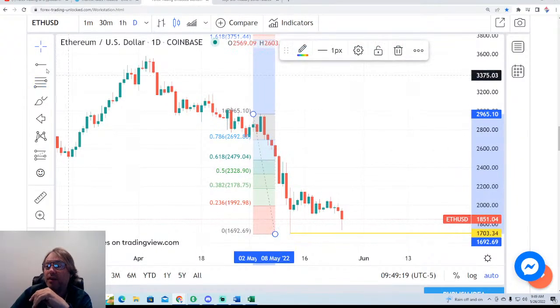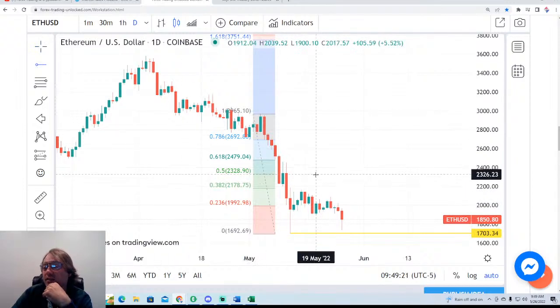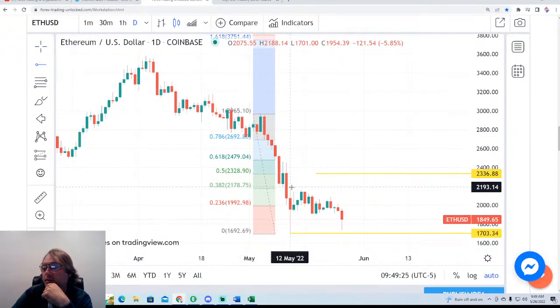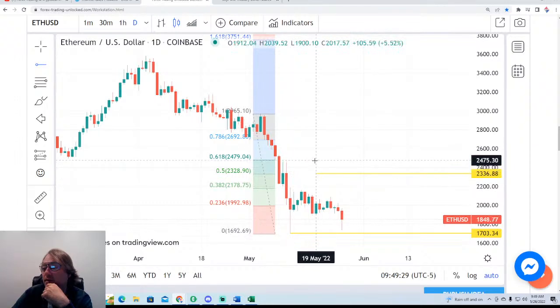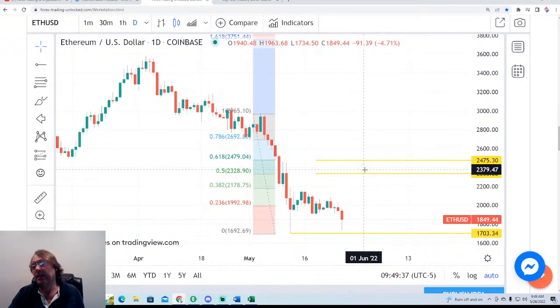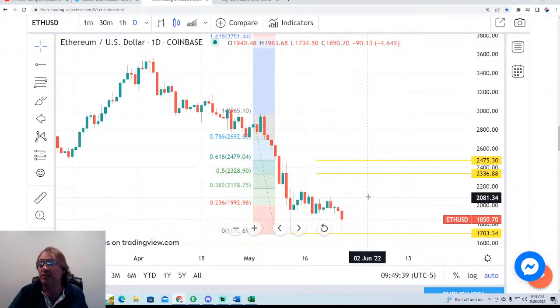But I do believe you could get somewhere up to there, or right there. So this would be a good spot to target to the upside, and then I think it would run out of gas also. So we'll see how this starts to swing around, if it does or doesn't.